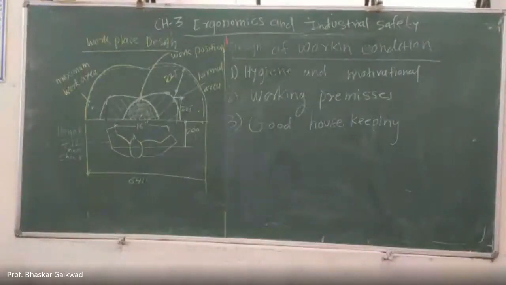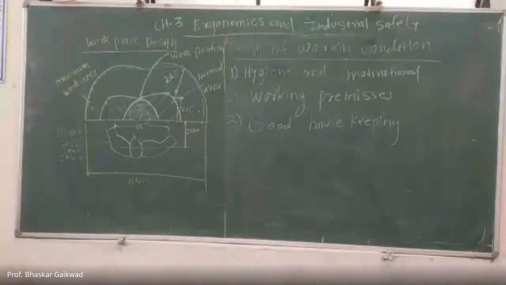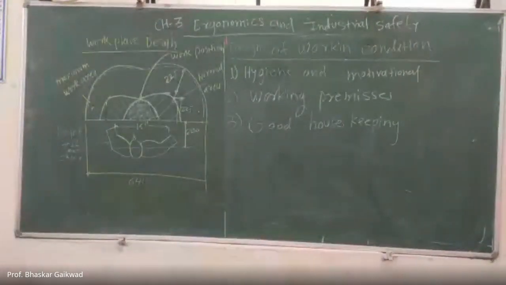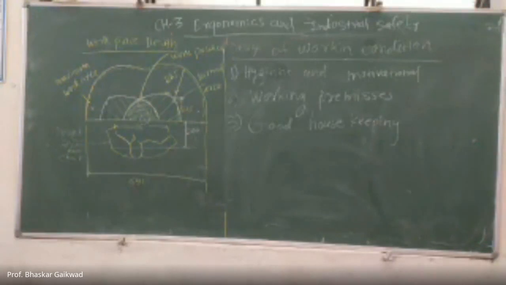Colors for toxic matters. If any toxic oil or material is there, you can give it a color. Personal facilities should be nearer to the working area. So this is called good housekeeping. Good housekeeping means cleanliness should be there, every item at the right place, and no oil or coolant should spread on the floors.